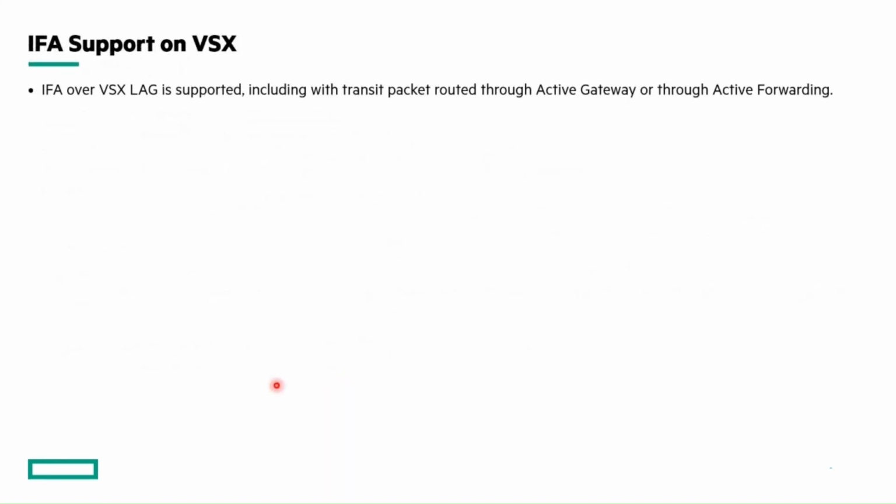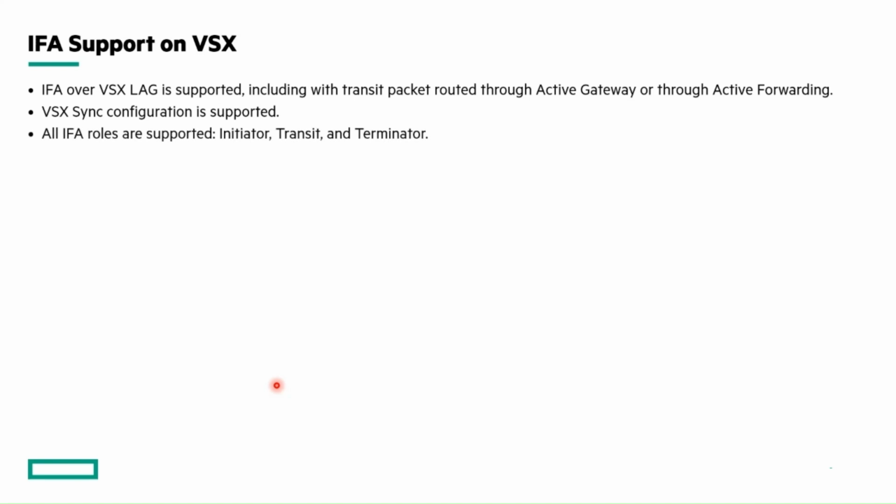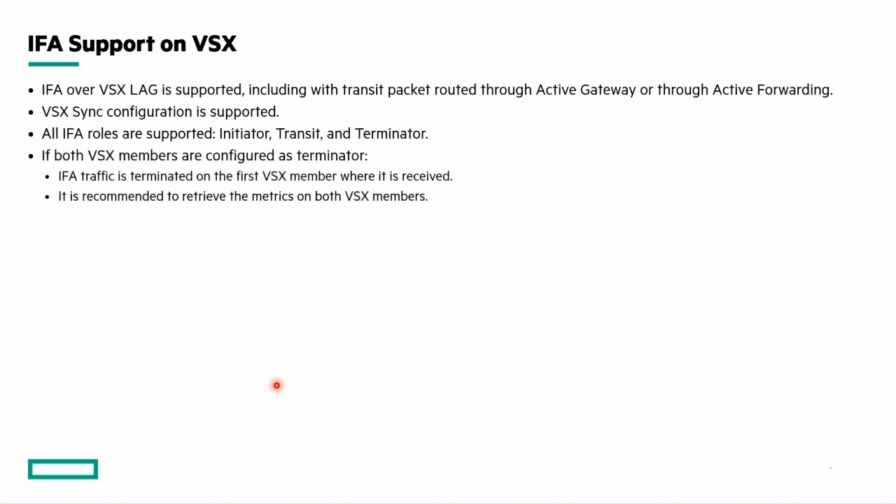Further, we have IFA support on VSX. IFA over VSX LAG is supported, including with transit packets routed through active gateway or through active forwarding. VSX sync configuration is also supported, and all IFA roles are supported on VSX, which includes initiator, transit, and terminator. If both VSX members are configured as terminator, IFA traffic will be terminated on the first VSX node where it is received. Because of this, it is recommended to retrieve the metrics on both VSX members, and this is important for the admin or the user.